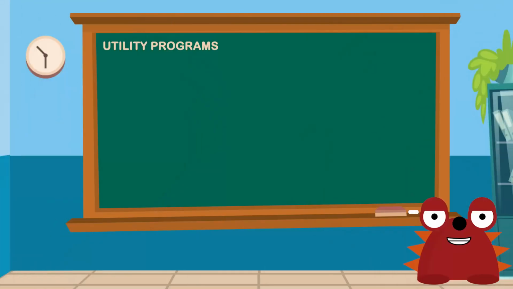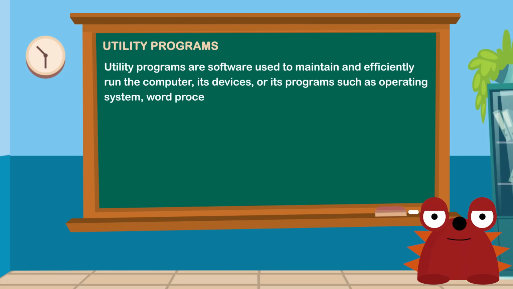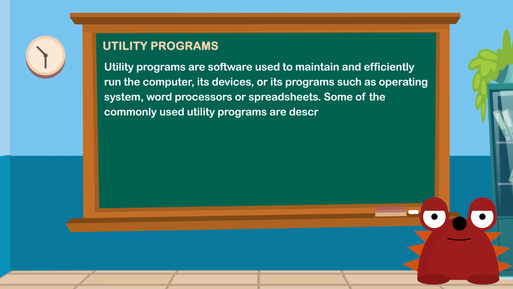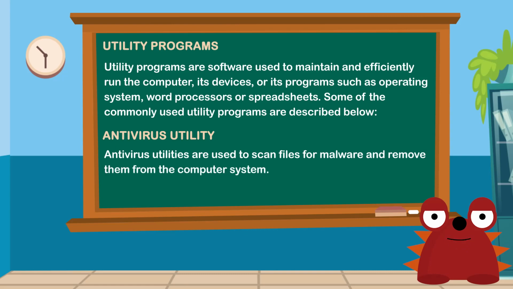Next, we have the third part, which is utility programs. These are softwares used to maintain and efficiently run the computer, its devices, or its programs such as operating systems, word processors, or spreadsheets. Let's look at the description of some of the most commonly used utility programs. Antivirus utilities are used to scan files for malware, which are malicious softwares, and to remove them from the computer system. The examples are Norton Antivirus and BullGuard.